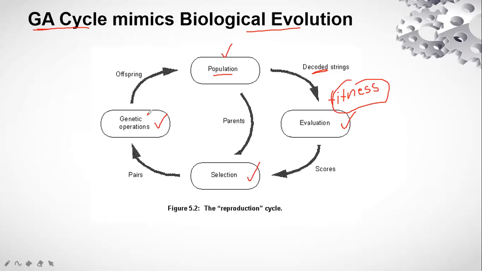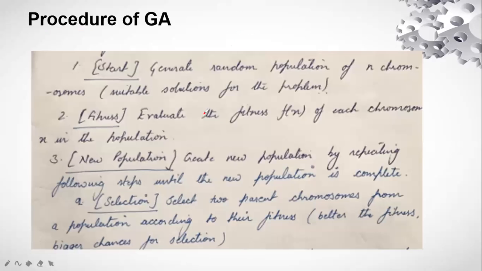And lastly, we have the offspring which are created, and this cycle goes on and on till we reach the best solution. This is how the genetic algorithm is used for optimization. So this is the cycle of reproduction of GA. You can see this is on the basis of biological evolution. Now, we are going to see it in detail.